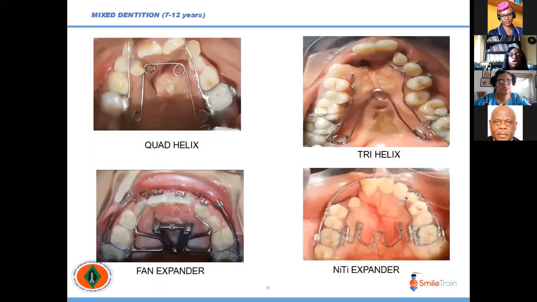So these are a few appliances. We have the quad helix. Or if we have a very narrow arch, we might reduce it to a trihelix. Then in the lower left-hand corner, we have the Orphan expander, which is a rapid palatal expander, and that produces asymmetric expansion. And a slow expander, the Nitai expander, nickel titanium. It's a very gentle appliance.